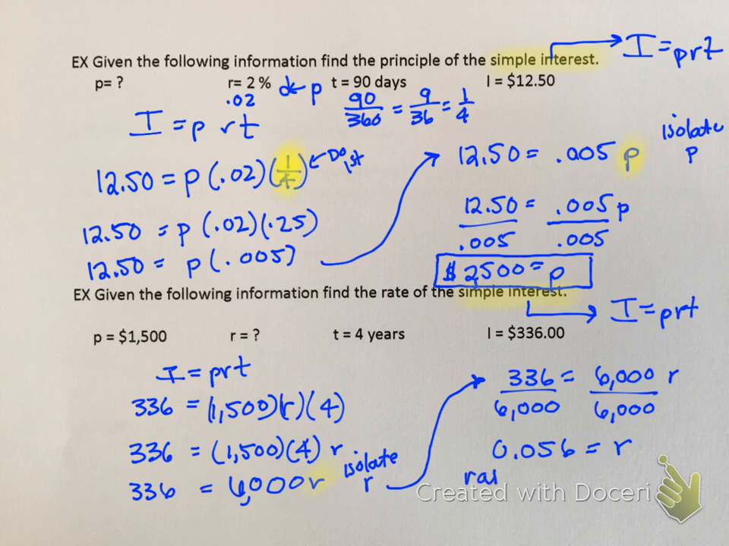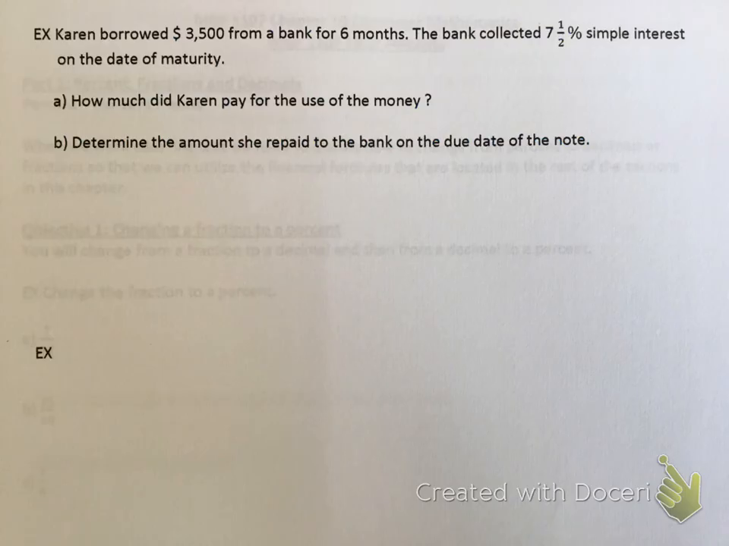Rate has to be in percent, okay? So I have to change that decimal I just got to percent. So I move the decimal place 2 places to the right. When I do that, I get 5.6%. That is the rate. So rate equals 5.6%. So be careful if you are asked to find rate. Remember, you have to change that into percent.